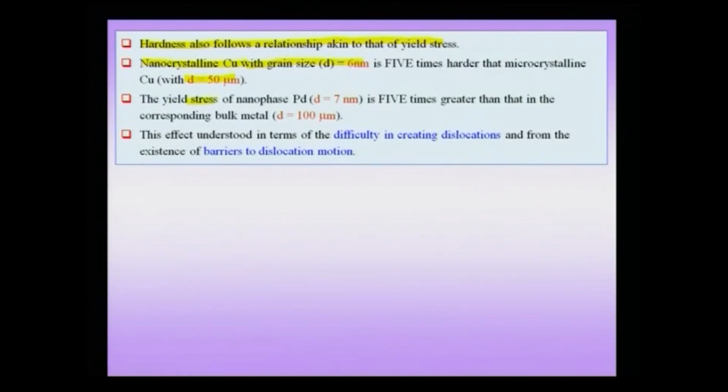And if you talk about the yield stress of nanophase palladium, it is about 5 times harder than the bulk material with a grain size of about 100 micrometer. So, all these effects typically are understood in terms of difficulty in creating dislocations and barrier to dislocation motion in this nano grain size material.